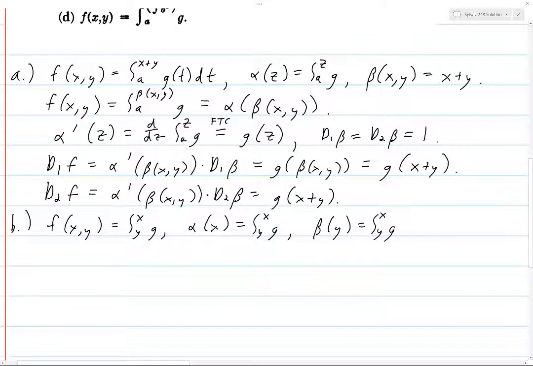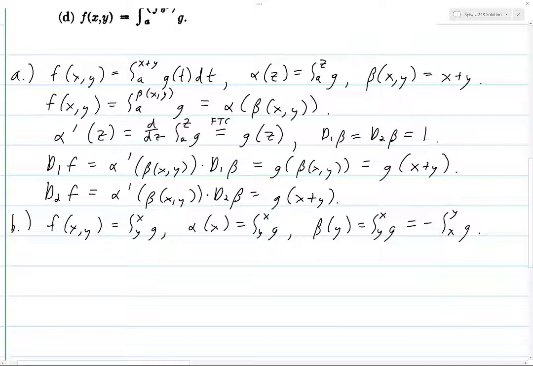And in order to evaluate beta prime, we need to use the fundamental theorem of calculus. But in the fundamental theorem of calculus, the variable is in the upper part of the integral. So we want to flip the y and the x here. If we had already studied integrals before doing this exercise, then we would know that if you want to flip the limits of integration, you have to put a minus in there. So this is going to be negative integral from x to y of g.